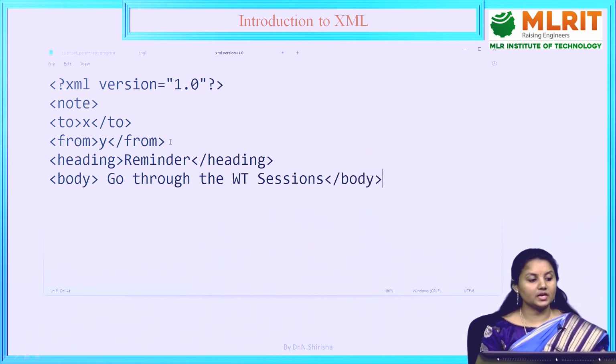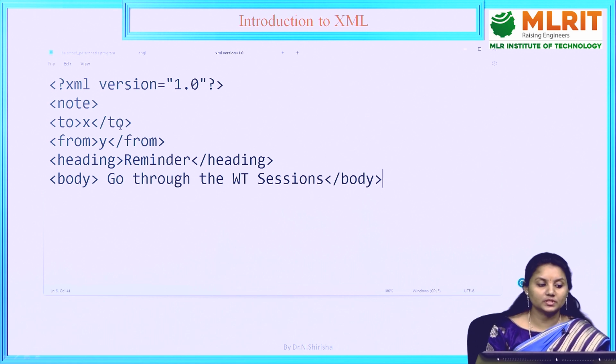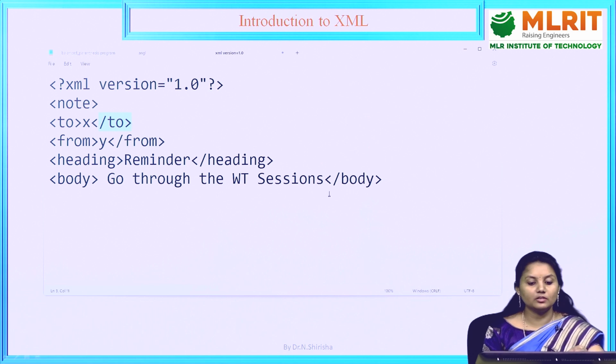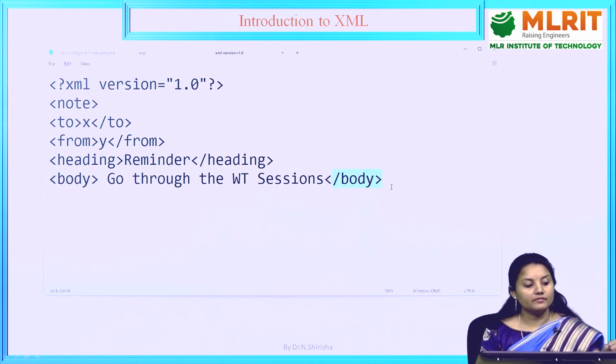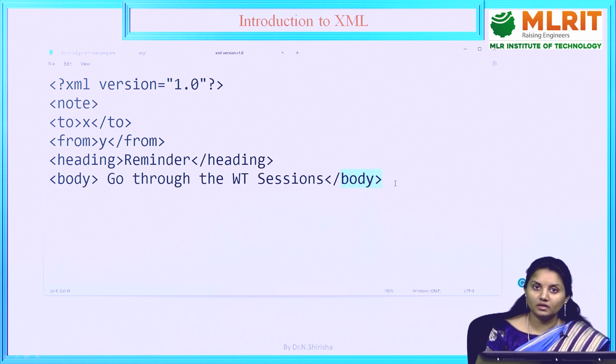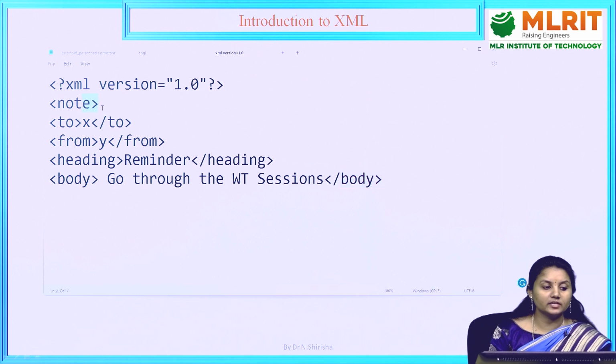See here, wherever I start to, I am closing here. I have started from, I am closing here. If I start to here and close to here, this is not well formed. If I start my body here, I am closing at the end. If I start heading here and close it here, then it would not be well formed. So when you write an XML program, it should be well formed. Now, is this program well formed? No. Why? Because you have given the starting tag of note, but you have not closed note.